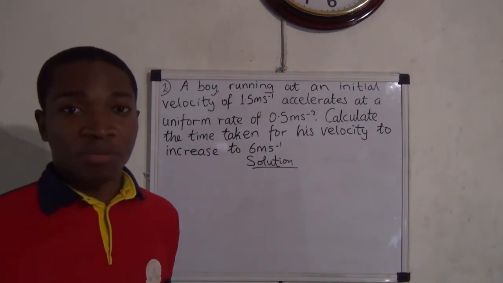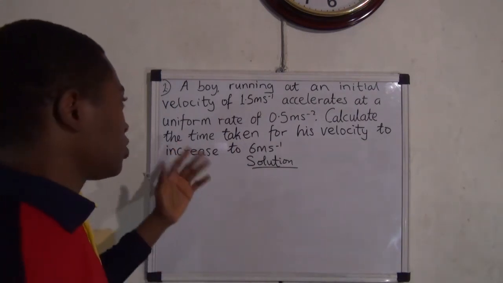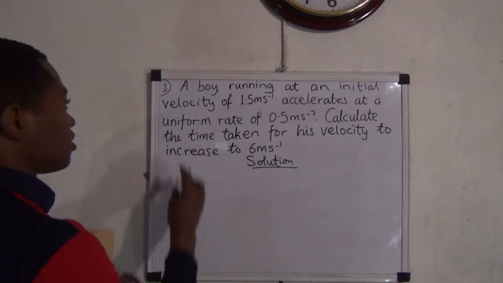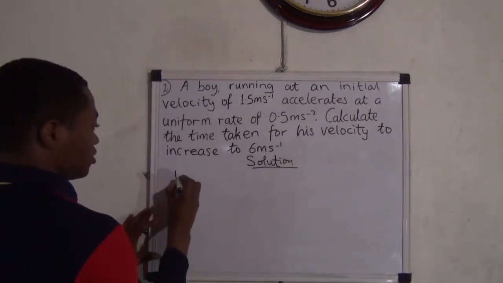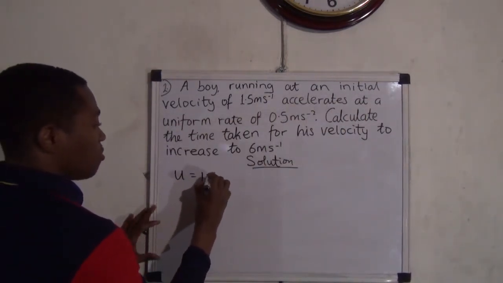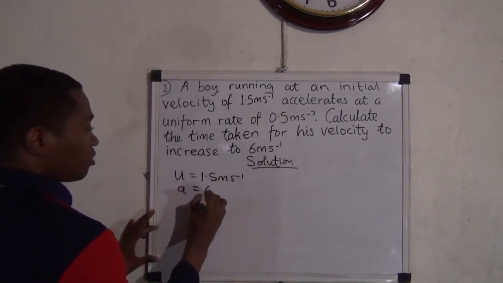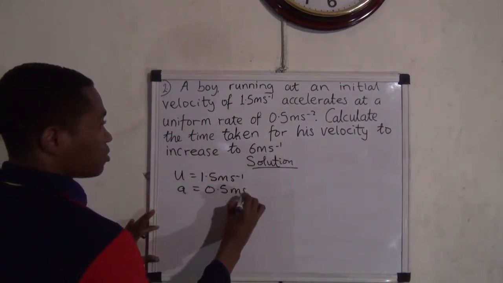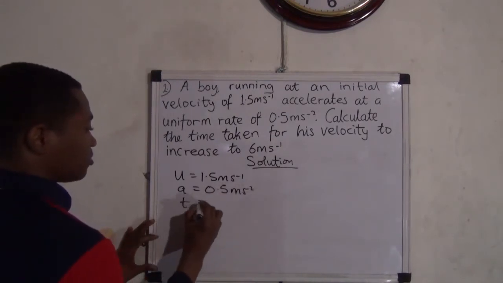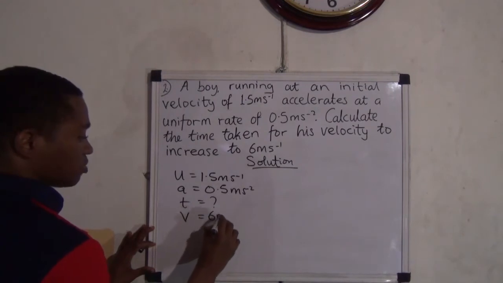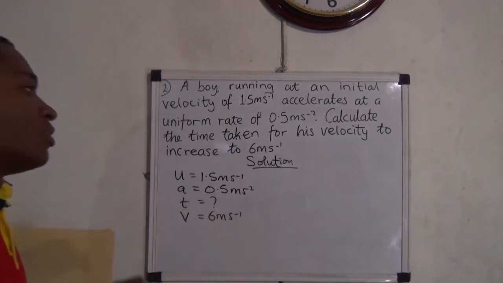Alright, let's solve the problem. What's the first step? You read the question carefully. That's done. Second step, you list out the parameters you have. A boy was running at an initial velocity of 1.5 meters per second, accelerates at a uniform rate of 0.5 meters per second squared. Calculate the time taken for its velocity to increase to 6 meters per second.